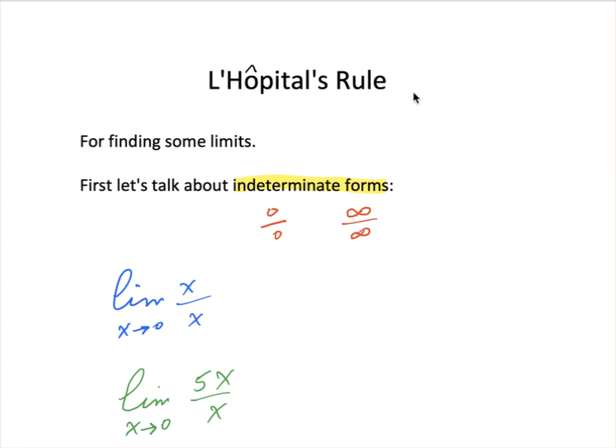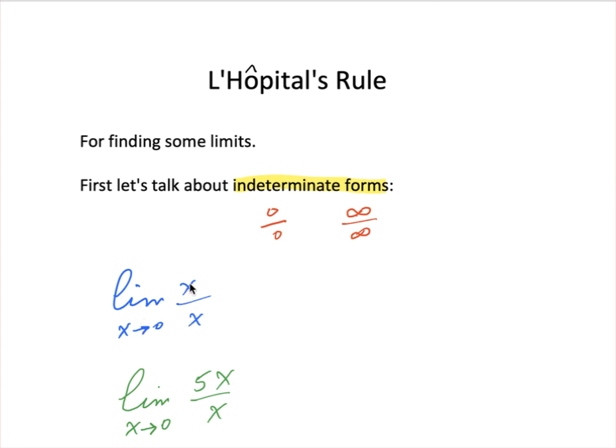But first, before we get to L'Hopital's rule, let's talk about some indeterminate forms. There are more than these two, but these are the two where we can apply L'Hopital's rule: 0 over 0 and infinity over infinity. They appear in limits. These are some simple examples.